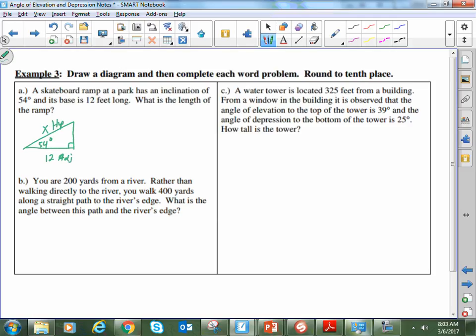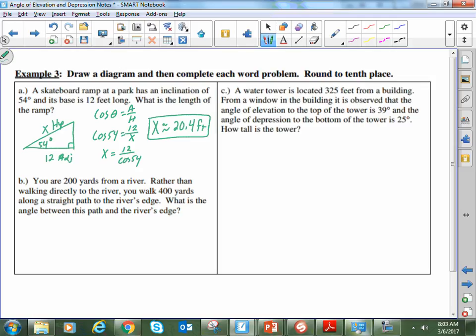So adjacent and hypotenuse tell me to use cosine again. So I'm going to say cosine of my angle is adjacent over hypotenuse. Cosine of 54 is equal to 12 over x. So solving for x gives me x equals 12 over cosine of 54. And if you type that into your calculator, you're going to get the length of the ramp to be approximately 20.4 feet. Now again, keep in mind we're only rounding to one decimal place here because that was the instructions that we were given. Otherwise, we would be doing it to 3 decimal places for a side and 1 decimal place for an angle.